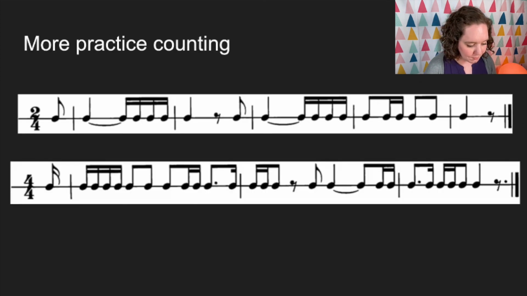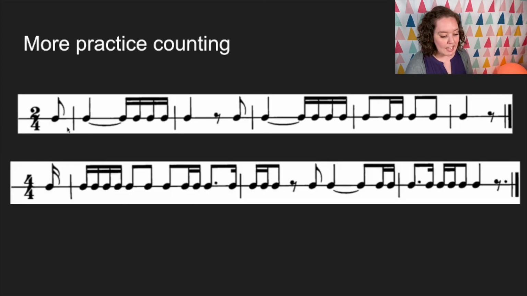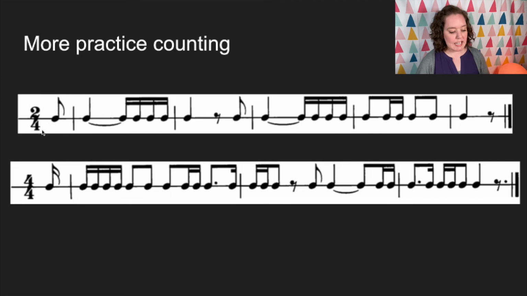Here's another one. This one's in 2/4. Again, notice we have an anacrusis. It's starting on the very last eighth note of a 2/4 bar, which means we're going to start it on "and" or "te," whichever system you feel more comfortable with. Then we'll start with a 1, and it's tied, so we're not going to say 2. We're going to say E and that's left over.